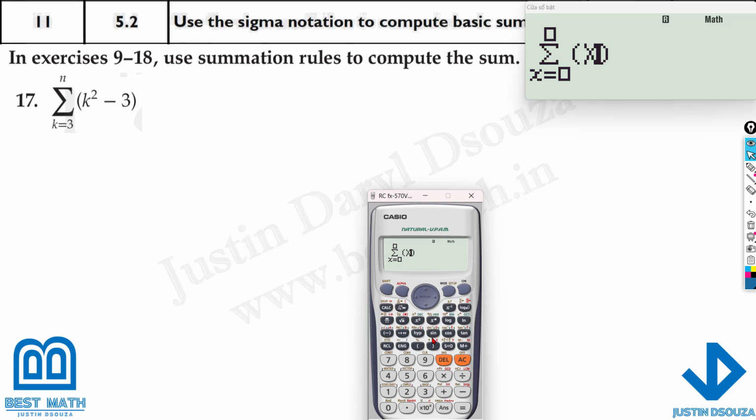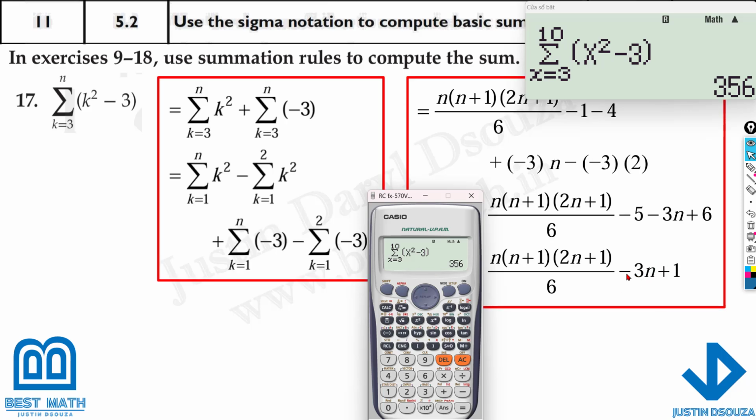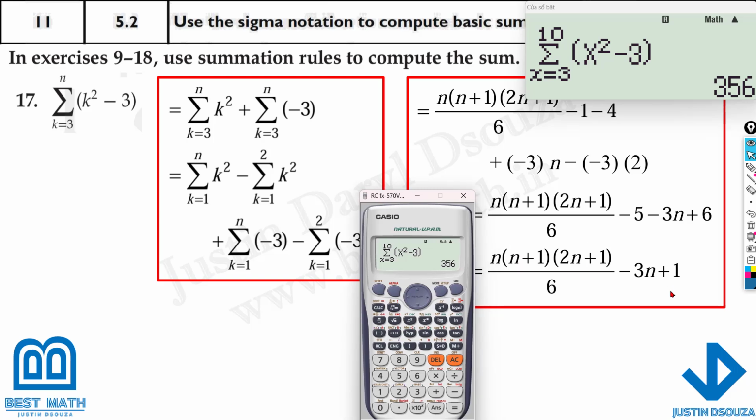Now it's k, but we use x squared minus 3, and the limit starts from 3 until n. Now what is n? I will just take a value of 10. Okay, what is the answer? It's 356, right? Now here, look, this is the answer. It is n minus and so on. All I have to do is choose the same n value here, and I must match 356. So whatever I get over here, 356, write it down. Now try all the four options.